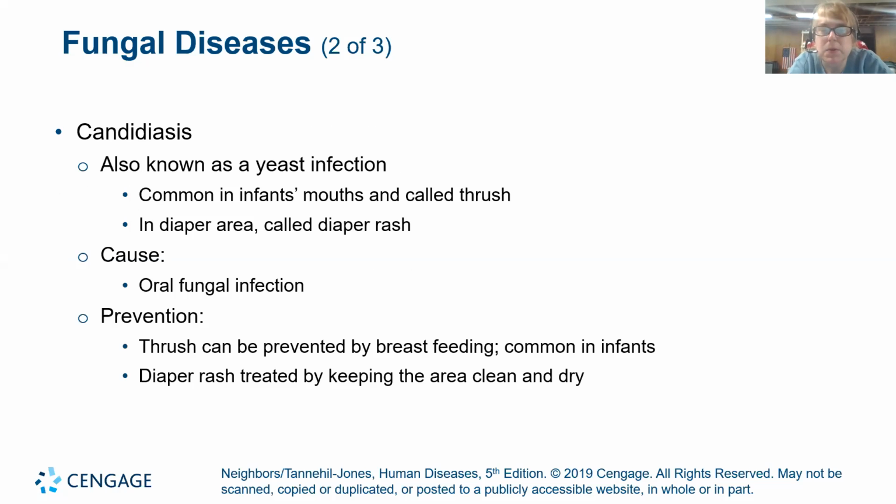Okay, the first one I want to talk about is candidiasis. This is also known as a yeast infection, okay? And yes, this is the same yeast infection that adults get, but it is very common in infants in their mouth, and it's called thrush. We don't know how they get it, on their fingers, but they do. And when their fingers go in their mouth, they get infected.